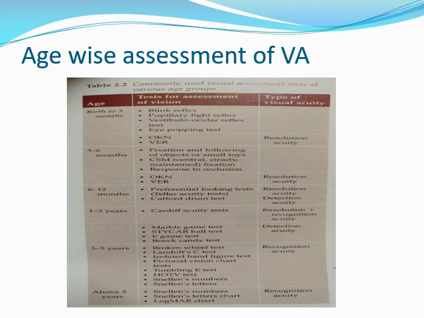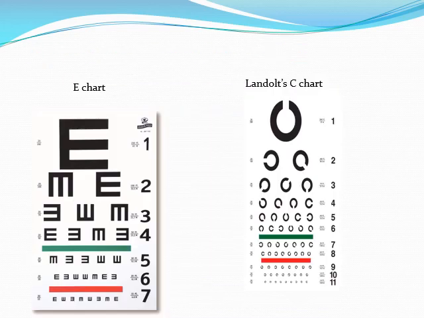For 3 to 5 years, you can use the broken wheel test, Landolt T test, pictorial vision chart, and tumbling E chart. And for above 5 years, Snellen's numbers, Snellen's chart and LogMAR chart can be used. So this is the E chart and this is the Landolt's C chart.